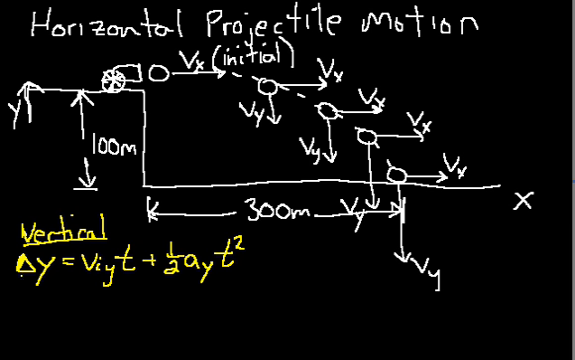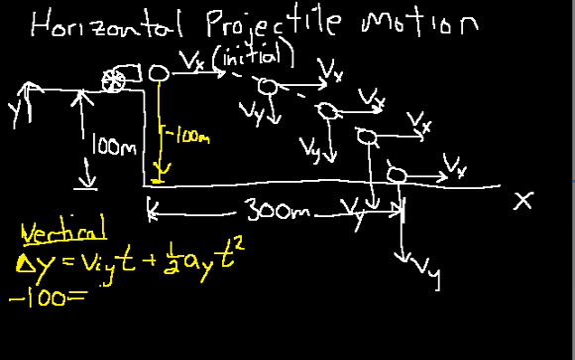My displacement in the vertical direction is going to be minus 100 meters. Why is it minus 100? Because the ball is going downward 100 meters. The ball is going from this position to there, and it's dropping 100 meters down. So that's why we have the negative there, 100, because it's dropping downward 100 meters.